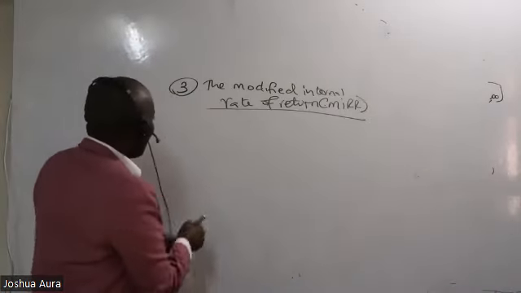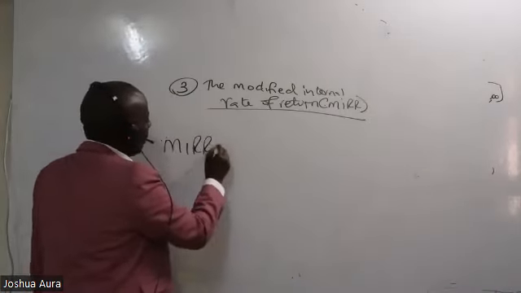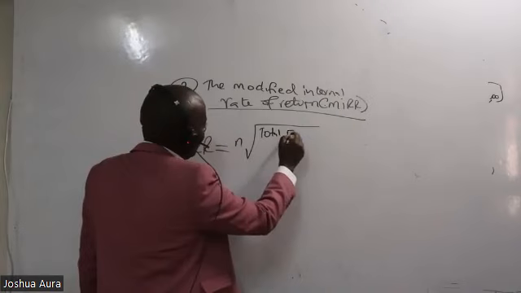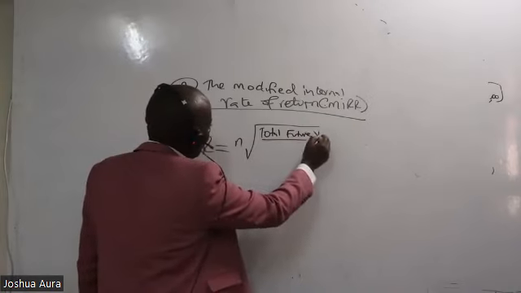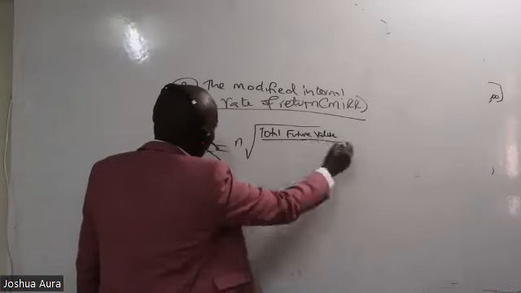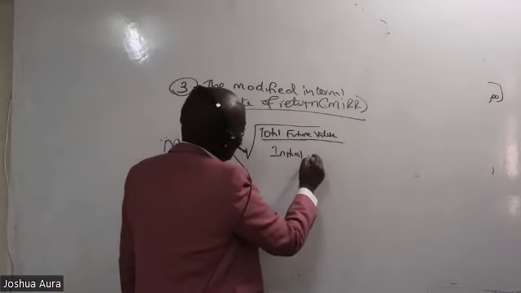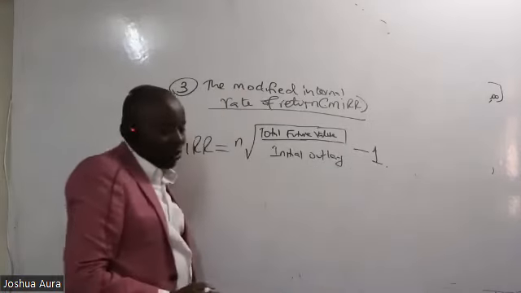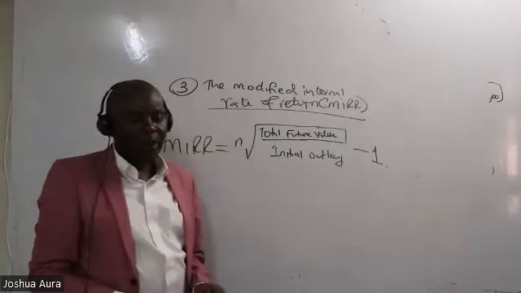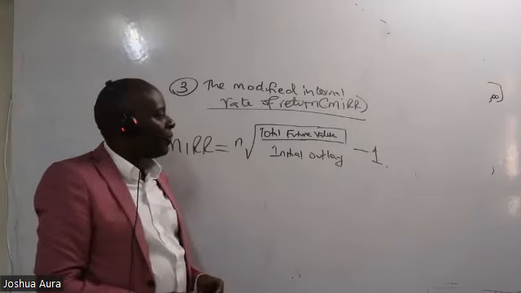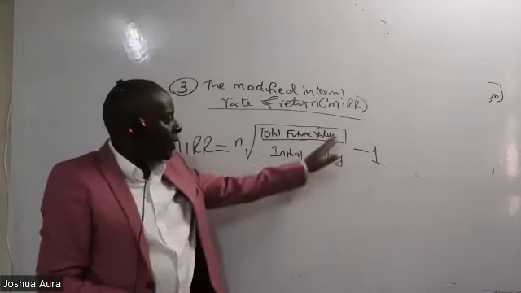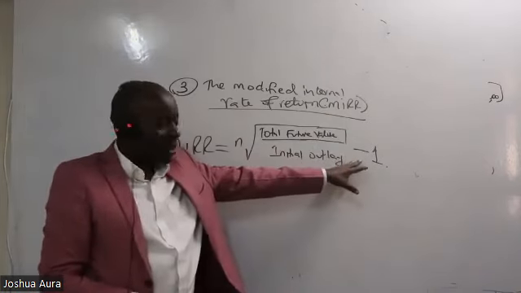To get this MIRR, ladies and gentlemen, this is the formula we shall be using. We shall be taking the nth root of total future value, all over initial outlay, and then everything minus 1. This is a very important formula, very important. MIRR. Total future value, all over initial outlay, whatever I get is like a bracket. Whatever I get here, I should be able to subtract 1.